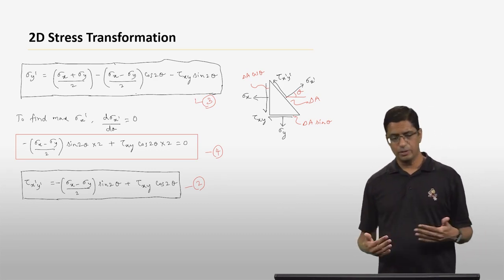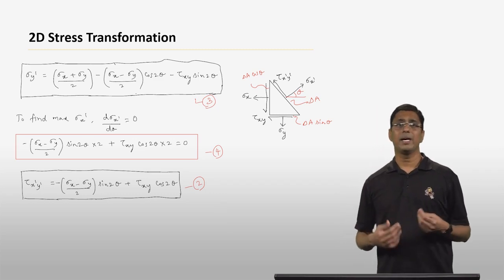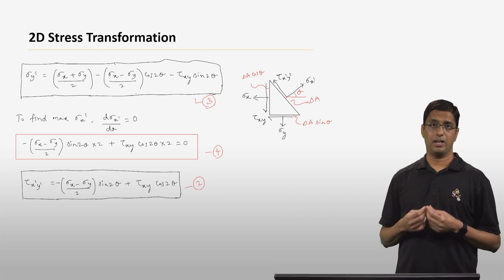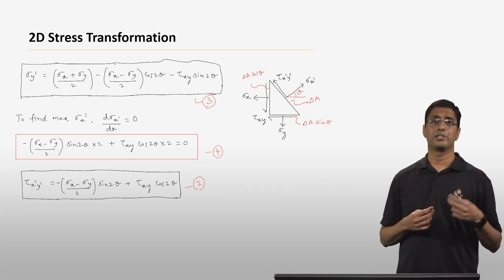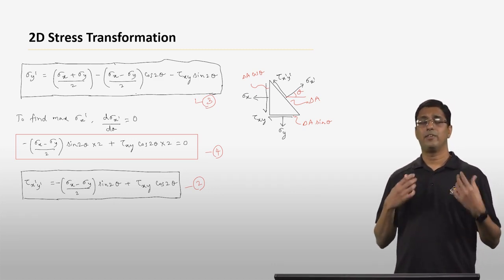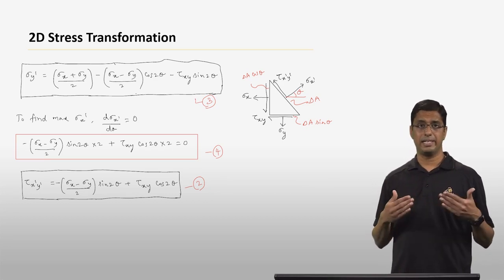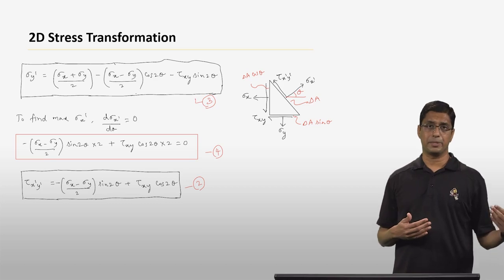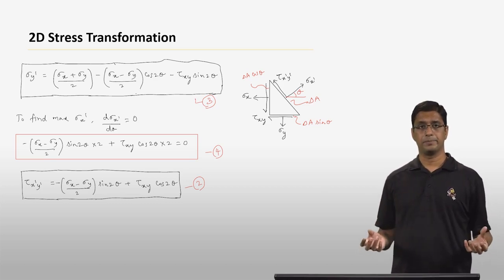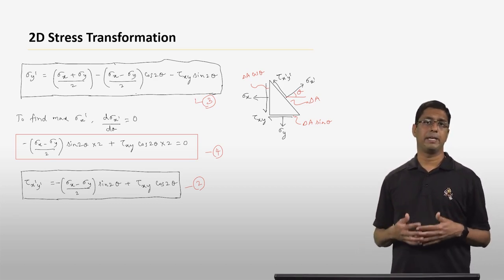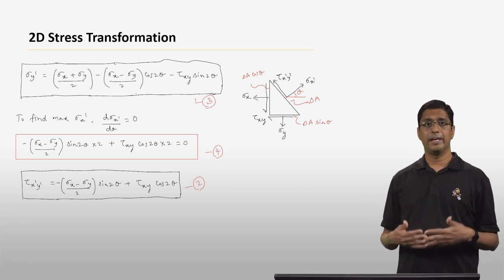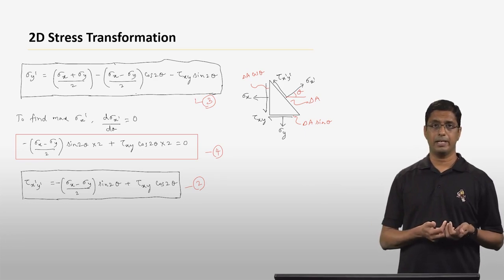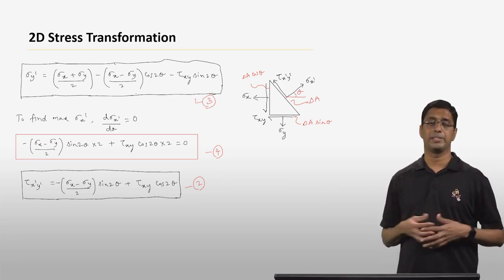Okay, now we can go a little bit further and look at the direction along which this sigma x prime is going to be maximized. For that, all we need to do is essentially take the expression for sigma x prime and take its derivative with respect to theta and equate it to 0. Okay, if d sigma x prime by d theta is equal to 0, it means that sigma x prime is either going to be maximum or minimum. And that is something that you can figure out by taking the second derivative.